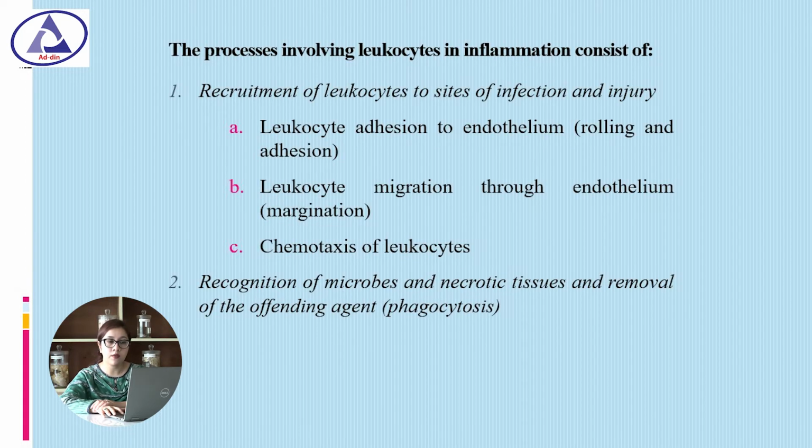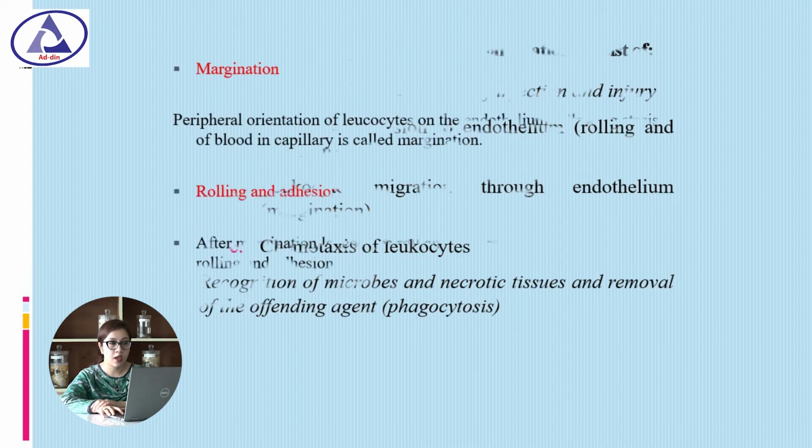The process involving leukocytes in inflammation consists of recruitment of leukocytes to the site of infection and injury, recognition of microbes and necrotic tissue, and removal of offending agents. Recruitment of leukocytes is also composed of rolling, adhesion, margination and chemotaxis of leukocytes.